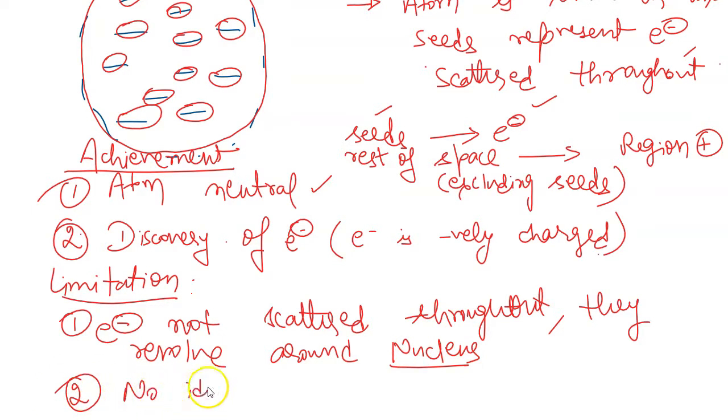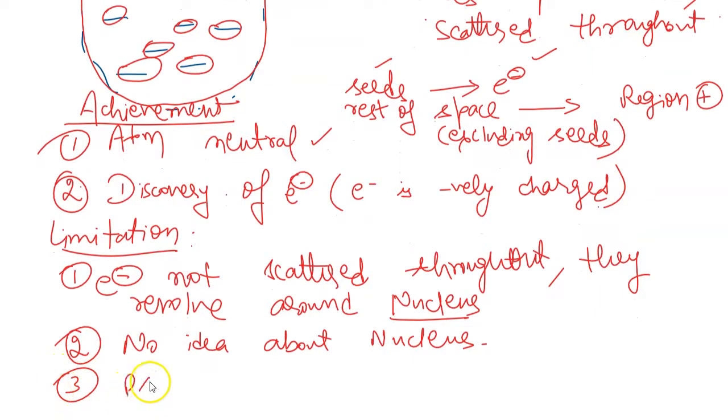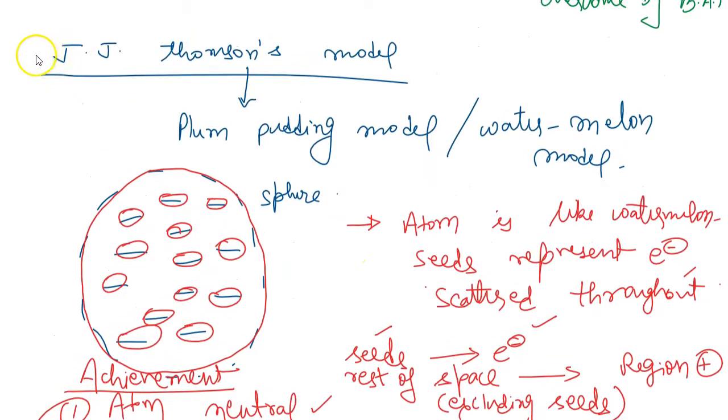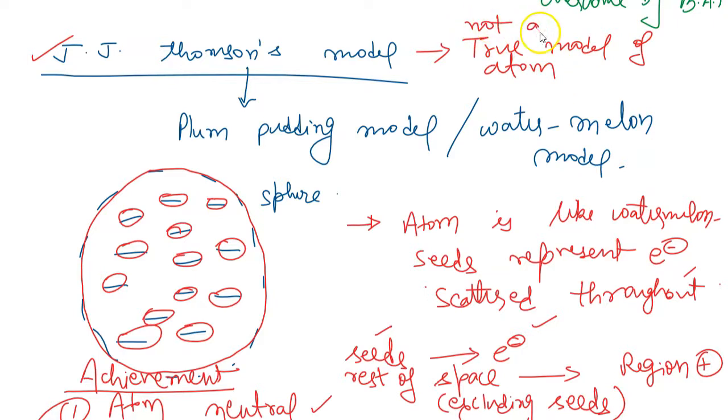So looking at this theory, we get another limitation. There was no idea about the nucleus given, and what is contained within the nucleus, that means protons and neutrons. There was no stress given to protons and neutrons, right? So there were numerous limitations. A few more limitations are there, but these are the basic limitations that we can clearly identify by looking at J.J. Thomson's hypothesis. So clearly this is very much true that this is not depicting the true model of atom. So this is not a true model of atom.